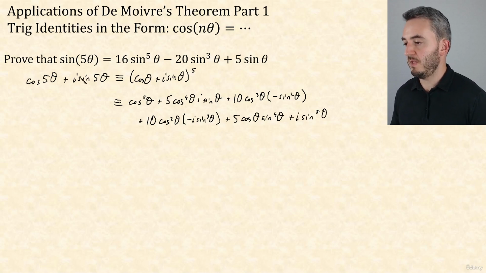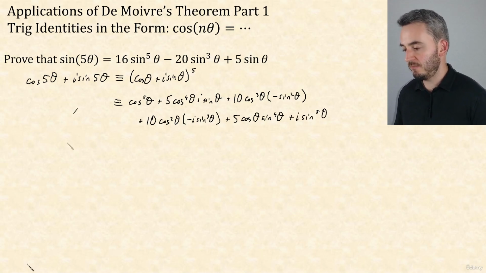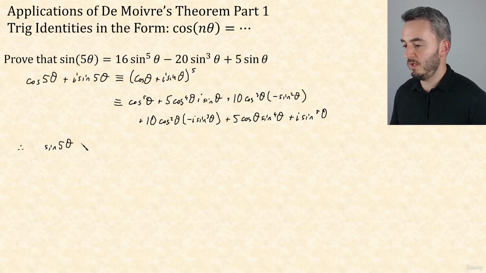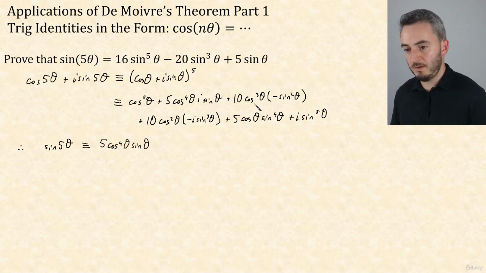So the imaginary part of the left-hand side is sine 5 theta, and the imaginary part of the right-hand side is, well, it's 5 cos to the 4 theta sine theta. Forget about this one because that's real, but this one's imaginary, so that's minus 10 cos squared theta sine cubed theta. This one's real, so we'll leave that, but this one's imaginary, plus sine to the 5 theta.